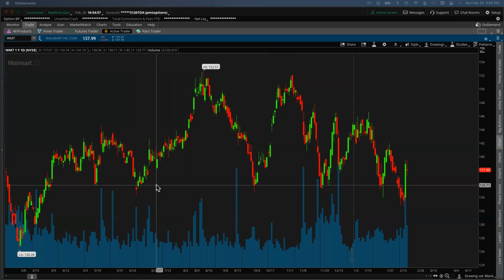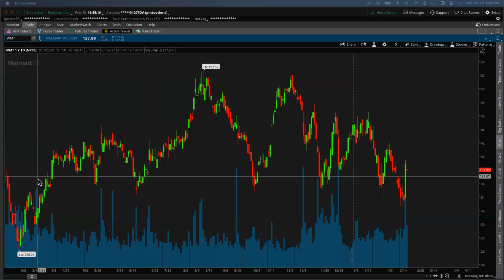All right guys, what we're looking at here is obviously Walmart stock. We're looking at the daily time frame. Each candlestick represents a day of charting. So what I did first, before entering this trade, was chart some levels.